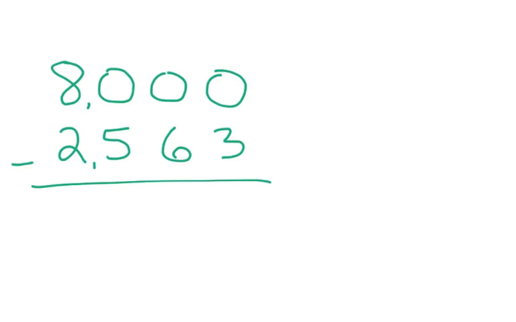So in this case, we have 8,000, but I'm going to regroup. So that makes 7,000. Now I have 10 hundreds. So now I can regroup and make this 9 hundreds, and now I have 10 tens, which means now I can regroup one of those tens, and that'll be a 9, and now I have 10 units using the base 10 system.